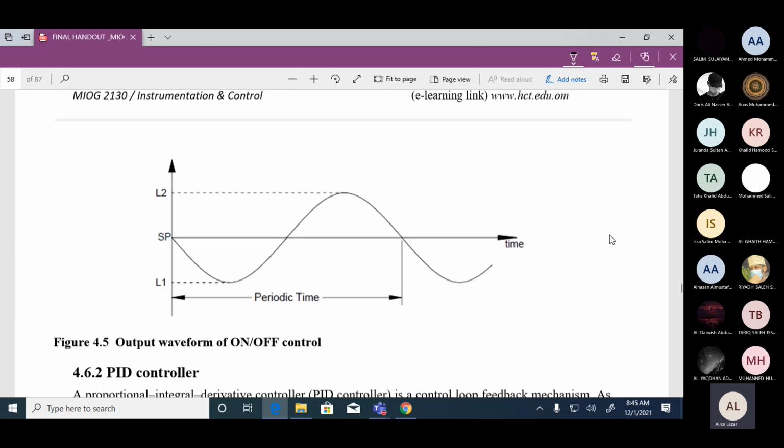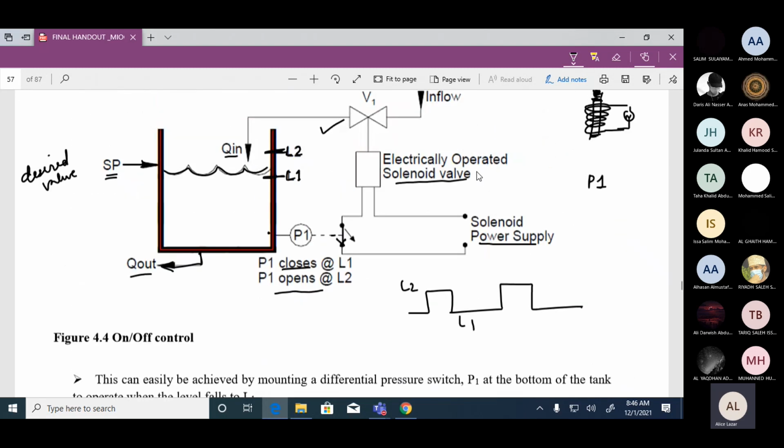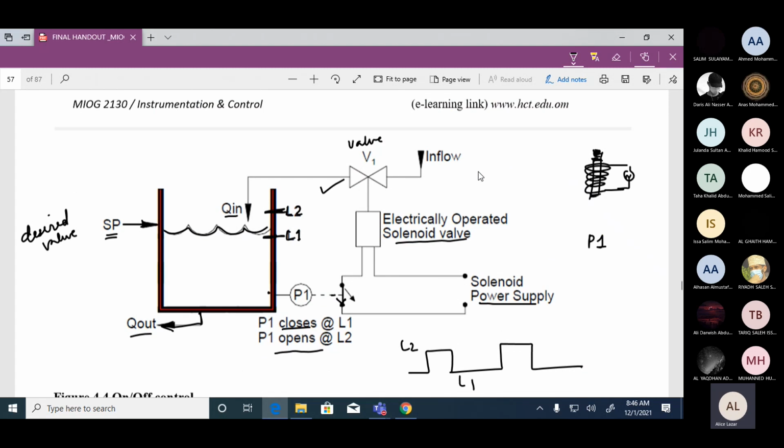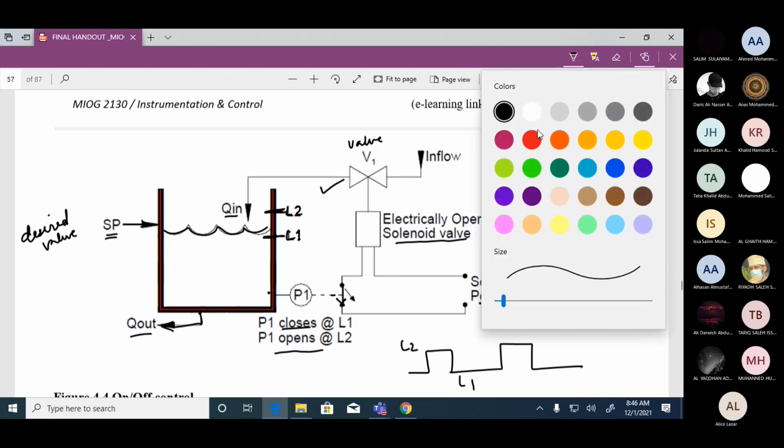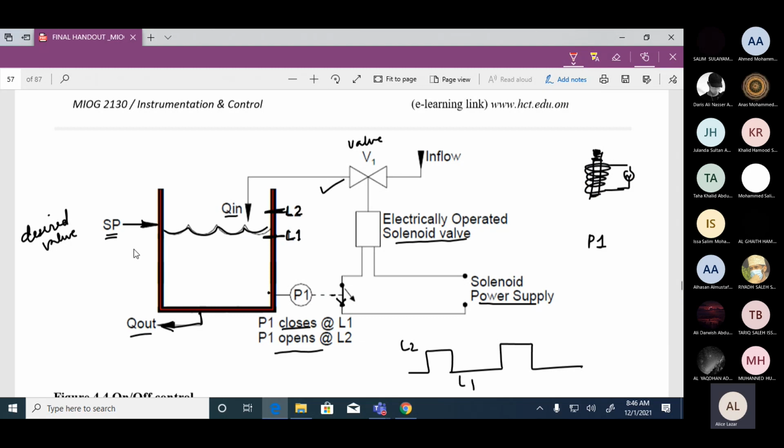Now let us try and understand how we can look at the variable. What is our variable here? What is our process variable? It is level. The process variable is level. So from this diagram, let us try to understand what the different parts of this closed loop system are. What are the different parts? So this tank you are seeing is the process. Where is your sensor? This is your sensor. Now, where is your controller?